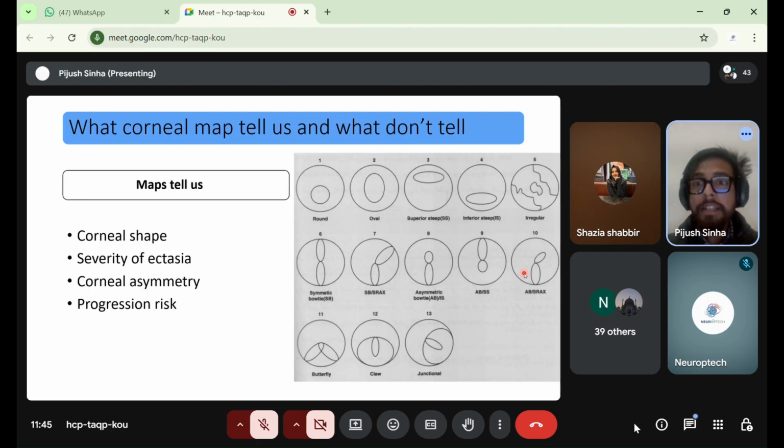So you have to think in such a way. Only keratoconus is not included in corneal ectasia. Other things are also there.